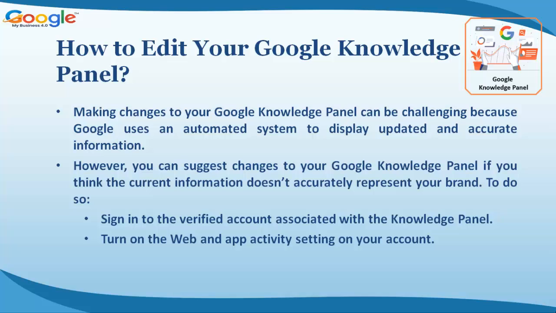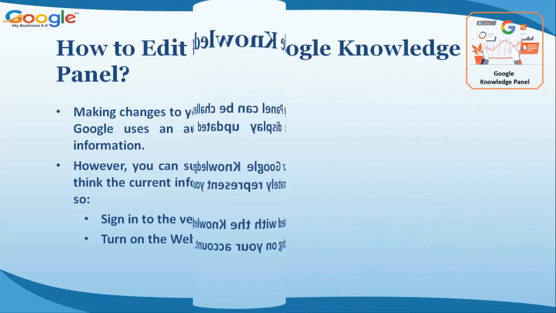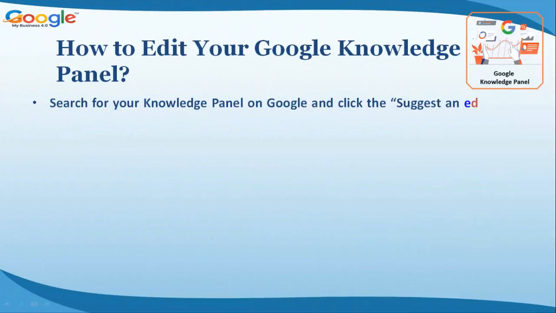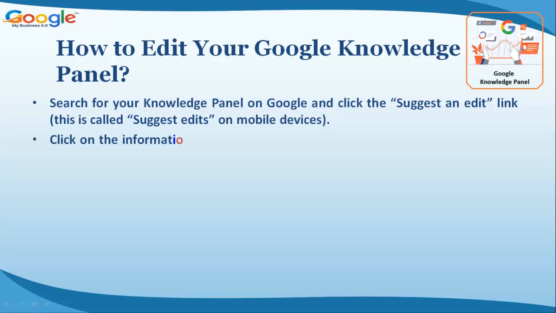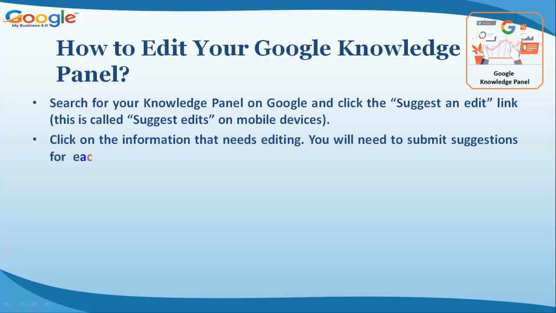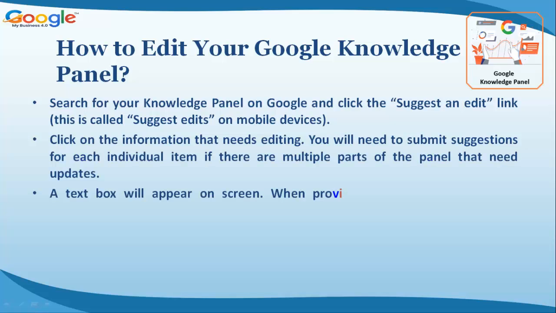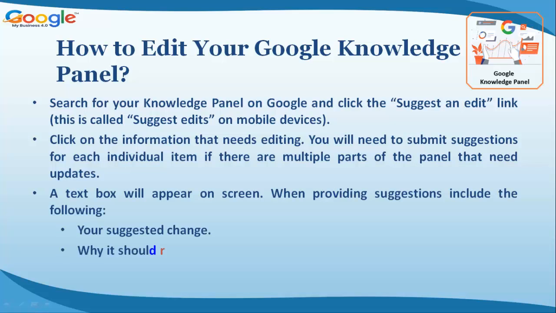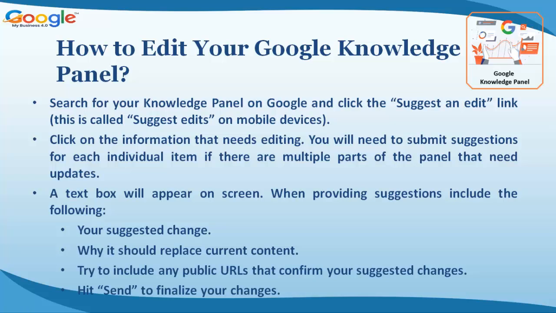Turn on the web and app activity setting on your account. Search for your Knowledge Panel on Google and click the Suggest an Edit link. This is called Suggest Edits on mobile devices. Click on the information that needs editing. You will need to submit suggestions for each individual item if there are multiple parts of the panel that need updates. A text box will appear on screen.